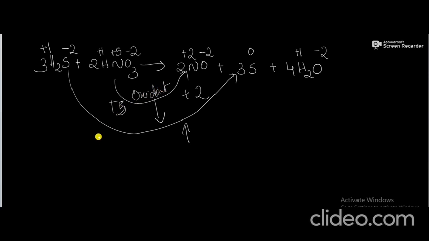And in the case of H2S, which helps the reduction of nitric acid to NO, H2S itself undergoes an increase in oxidation number, that is oxidation. It itself undergoes oxidation. So H2S acts as a reductant or reducing agent.